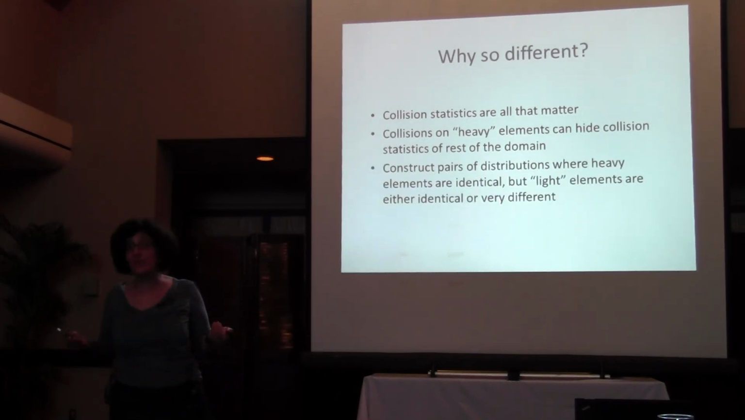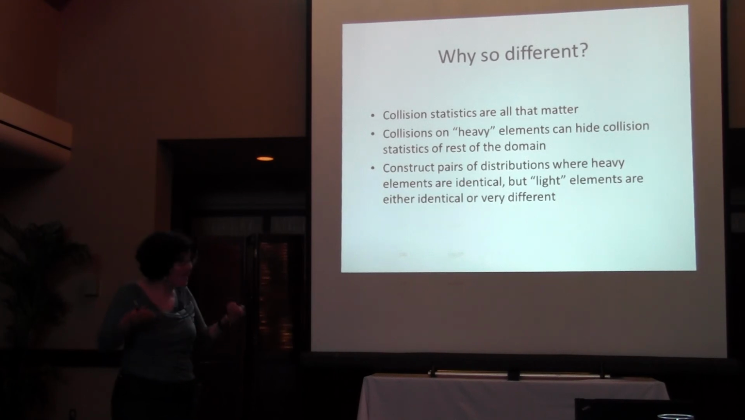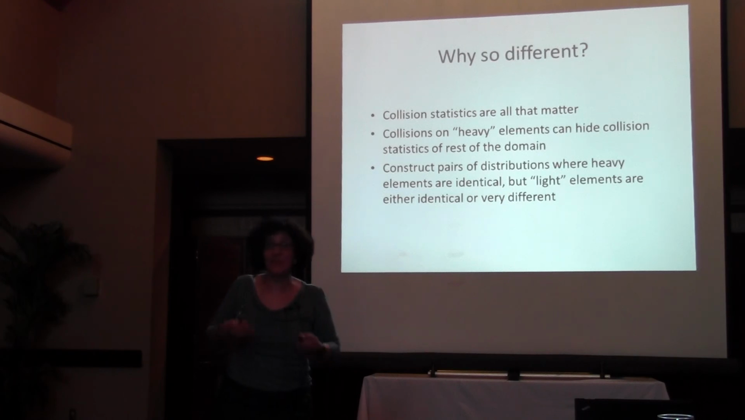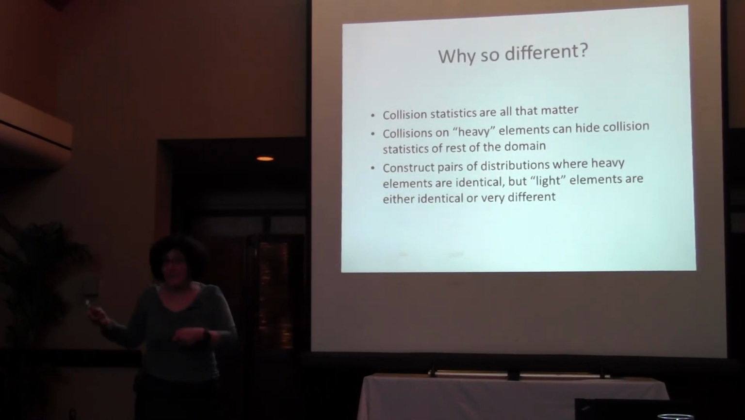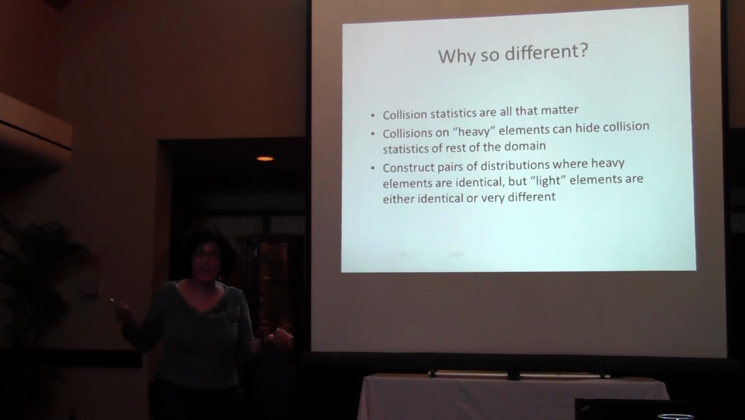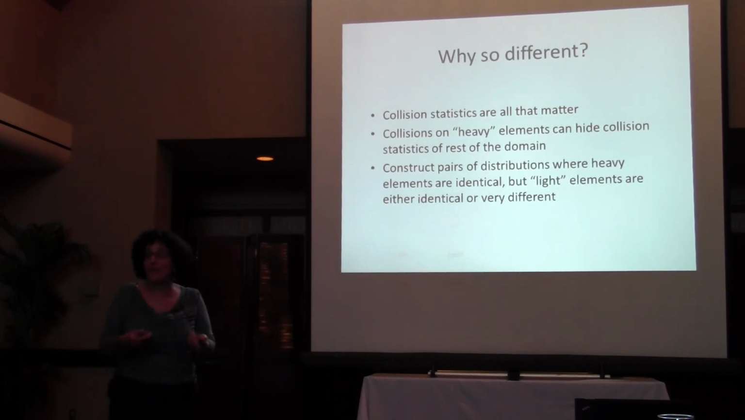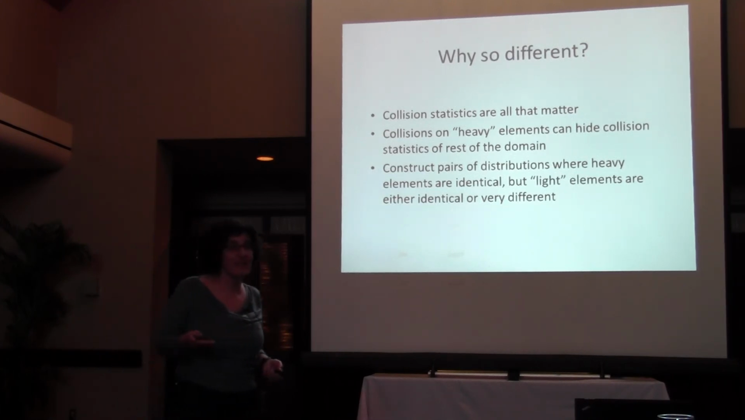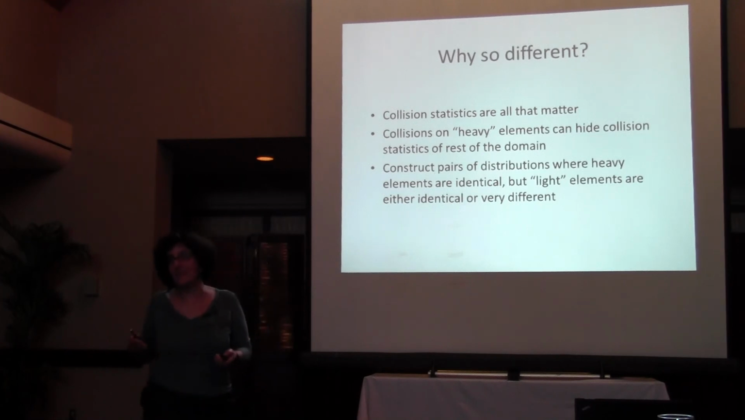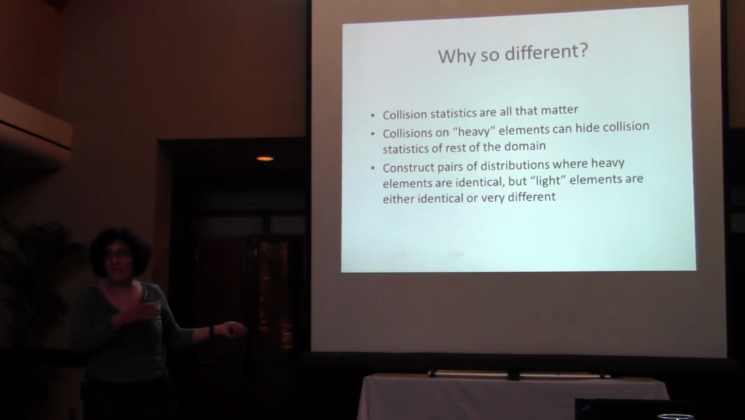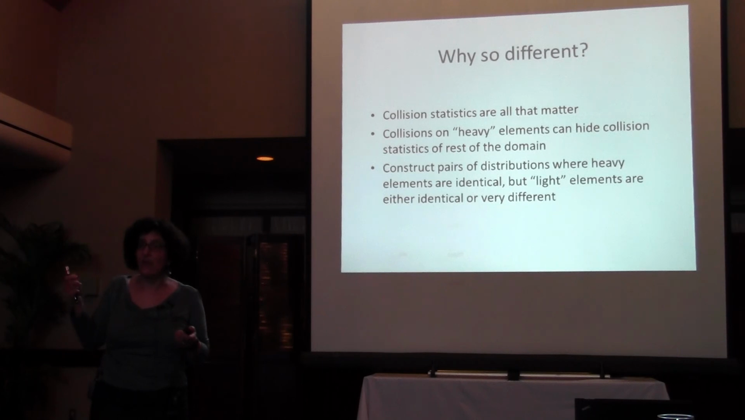Then you can construct pairs of distributions where the heavy elements are identical, but the light elements are either identical, in which case you're supposed to output pass, P equals Q, or the light elements are very different, in which case you're supposed to output fail, P is very different from Q. But you can't tell the difference between the two cases because the whole difference came from the light elements, and their collision statistics got totally swamped by the collision statistics of the heavy elements. And that's why this is a different sort of beast than the case where you actually know Q.